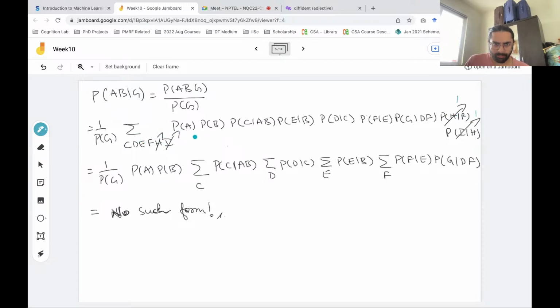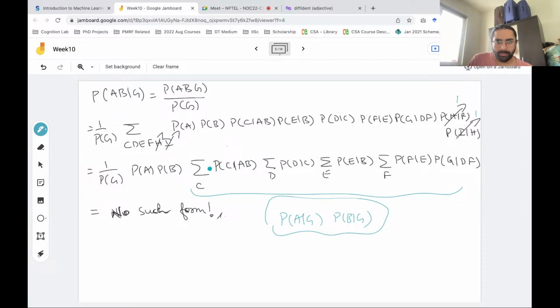And so what ends up happening is you will not have a form where you can get something like p of a given g into p of b given g, right? So this is lost. What are we saying here? We're saying that if you want to find this probability, you cannot express it as a product of these two terms. Therefore these two are not conditionally independent. That is, a is not independent of b given g, right?